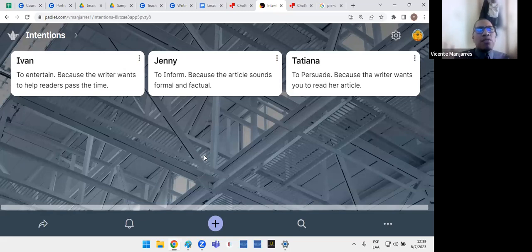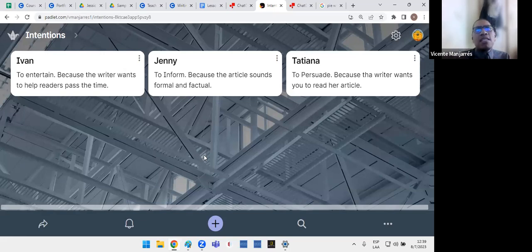Ivan says the text was written to entertain because the writer wants to help readers pass the time. So maybe Ivan identifies certain words that might be informal, that might be related to narration, something that gives him the clue of entertainment. Let's check Jenny.